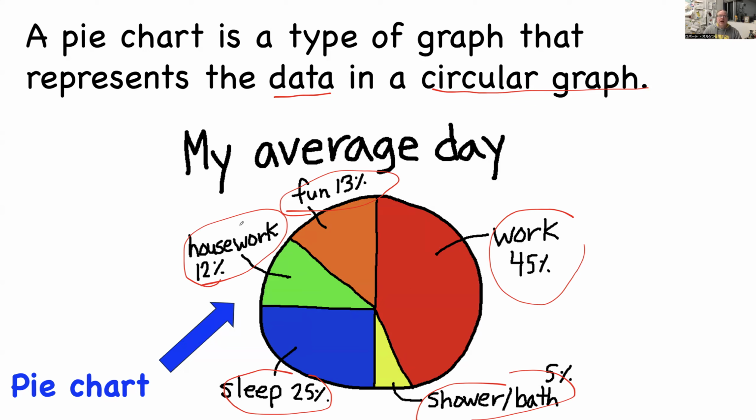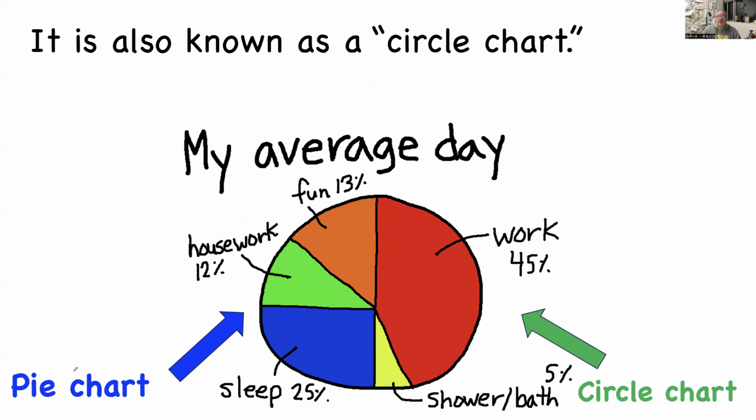So, one more time. A pie chart is a type of graph that represents data in a circular graph. It is also known as a circle chart. So, circle or pie, either is okay. Circle, graph, or pie chart.